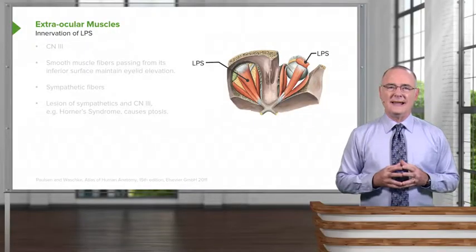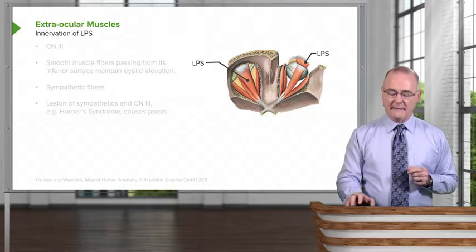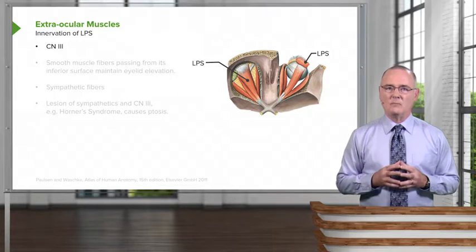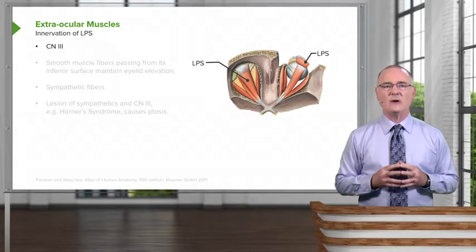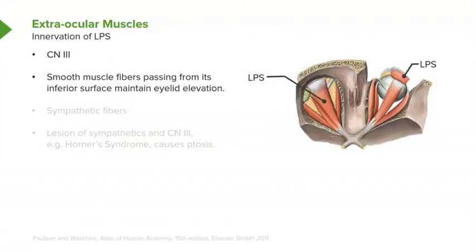Now let's take a look again at the levator palpebrae superioris. First, its innervation is like the majority of the extraocular muscles. It's going to be innervated by cranial nerve number 3, oculomotor, as well. Though many of the fibers of the levator palpebrae superioris are skeletal muscle fibers, it's important for you to realize that there are some smooth muscle fibers that pass from its inferior surface and attach into the eyelid itself.